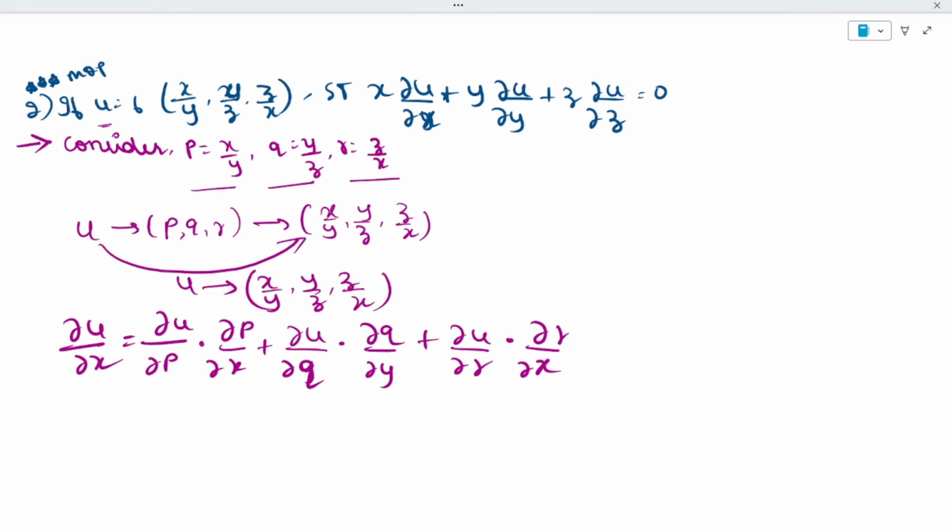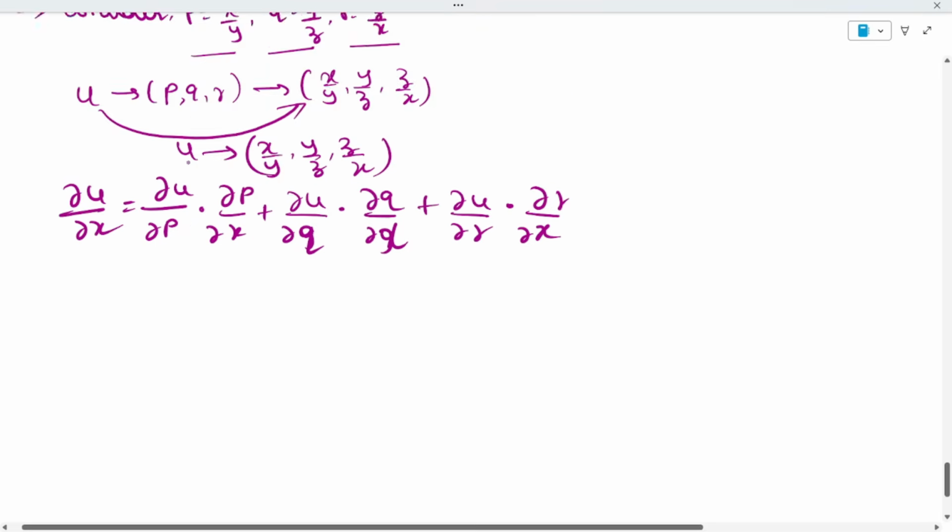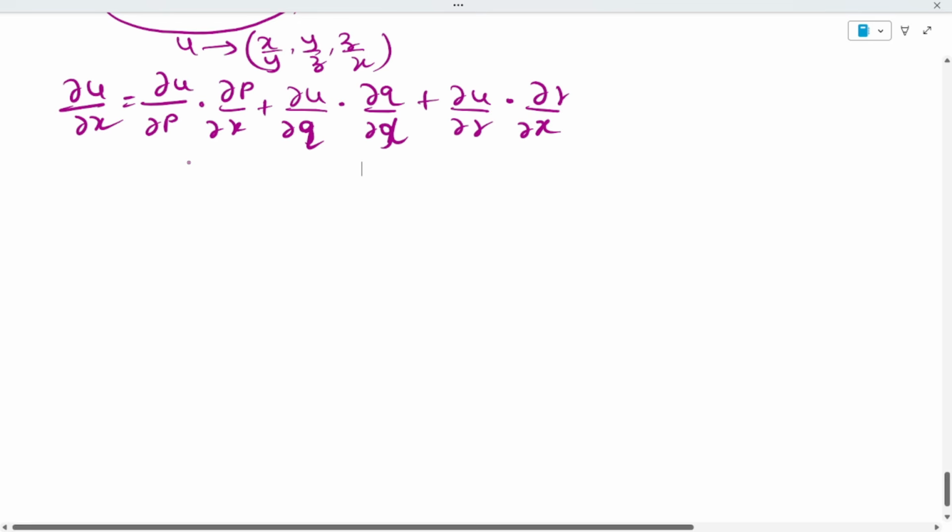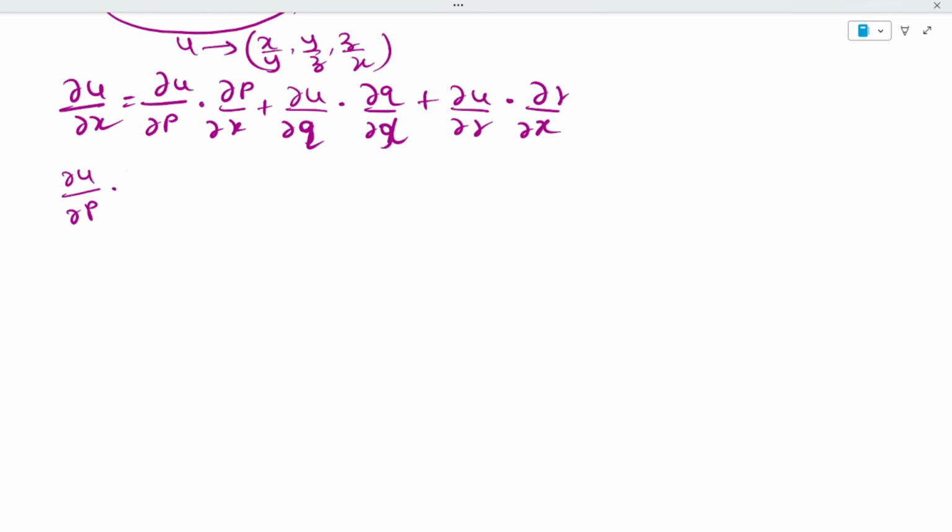Now again, with respect to x you are doing, right? With respect to x, first you have to take the first term. When you take the first term, del u divided by del p into del p divided by del x, this is what you have to find out now.